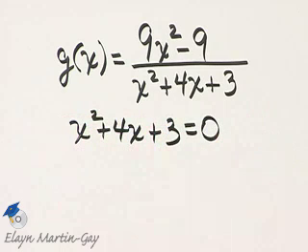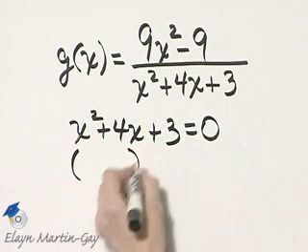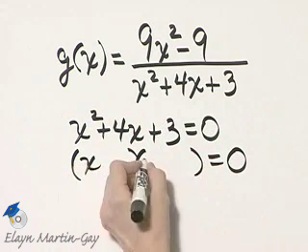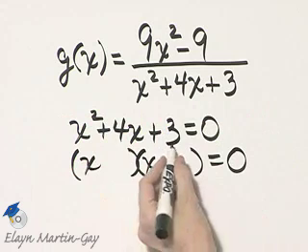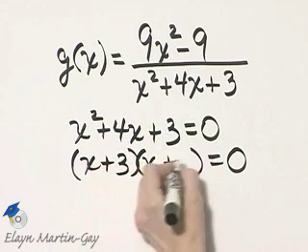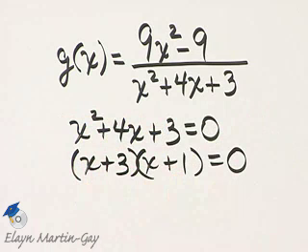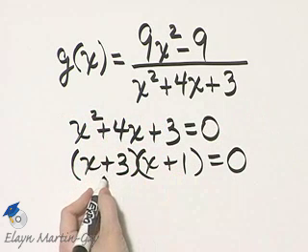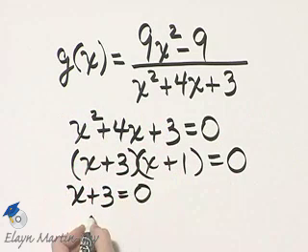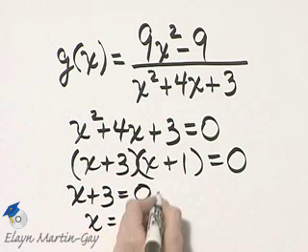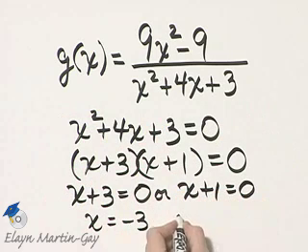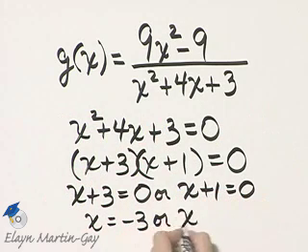Now notice we have a quadratic equation, so let's try and factor the left side. That will be x and x. Factors of 3 whose sum is 4, that would be 3 and 1. And then we set each factor equal to 0. If I set this factor equal to 0, notice x is equal to negative 3.